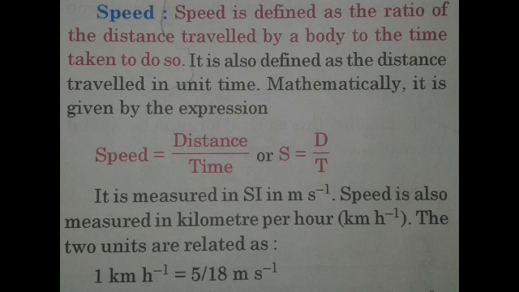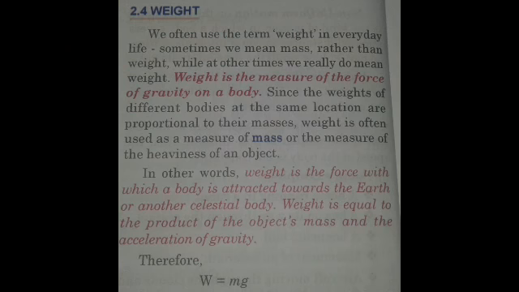स्पीड is defined as the ratio of the distance traveled by a body to the time taken to do so. किसी भी बॉडी ने कितना डिस्टेंस ट्रेवल किया है और कितने टाइम में ट्रेवल किया है उसी के रेशियो को हम स्पीड कहते हैं। मैथमेटिकली हम इसे कैलकुलेट कर सकते हैं डिस्टेंस अपॉन टाइम से। It is measured in SI unit in meter per second.